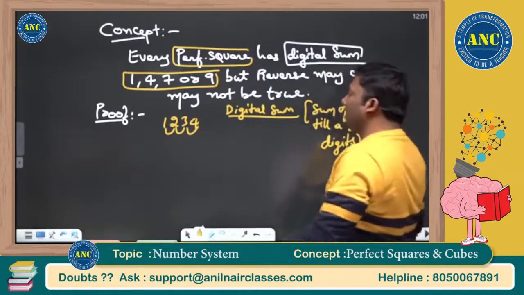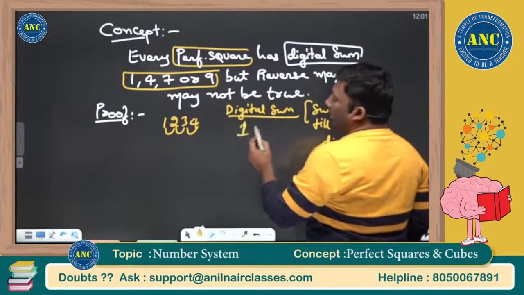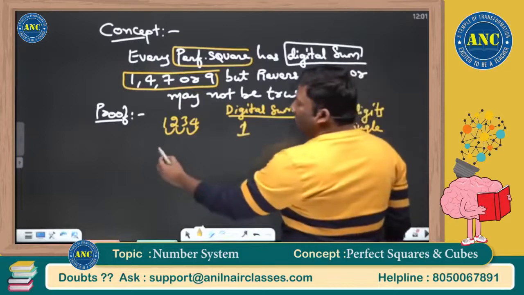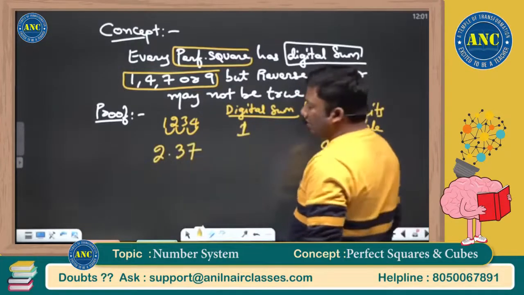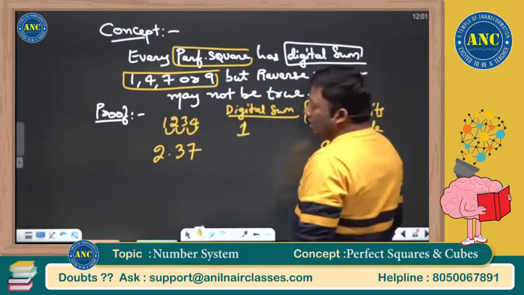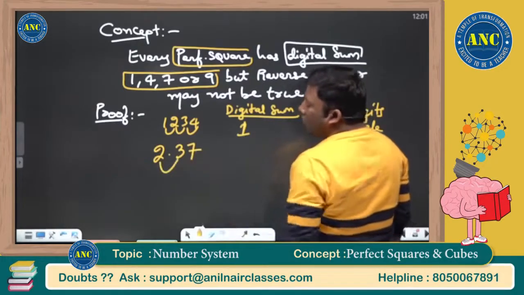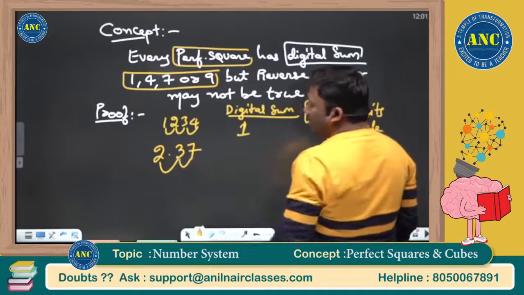10 is a two-digit number. So 1 plus 0, it is 1. Now 2.37. The point is not a digit, so just add the digits. 2 plus 3, 5. 5 plus 7, 12.